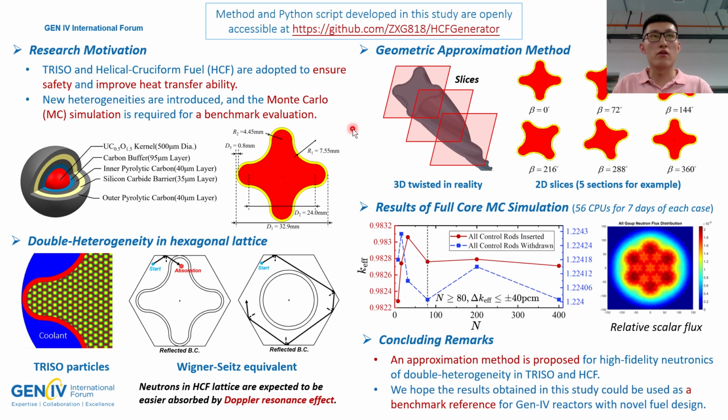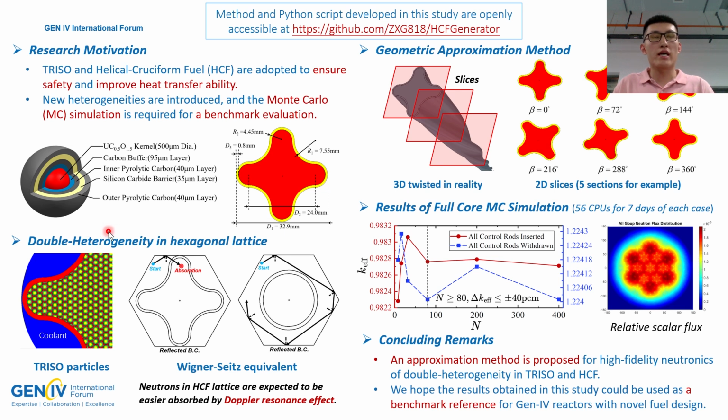With the development of Generation 4 advanced reactors, TRISO and Helical-Cruciform fuel are adopted to ensure safety and improve heat transfer ability. However, new heterogeneities are introduced, and Monte Carlo simulation is required for a benchmark evaluation, which is necessary for reactivity investigation. Here shows the TRISO particle and the lateral section of HCF, different from the uranium dioxide distributed uniformly in cylindrical fuel.